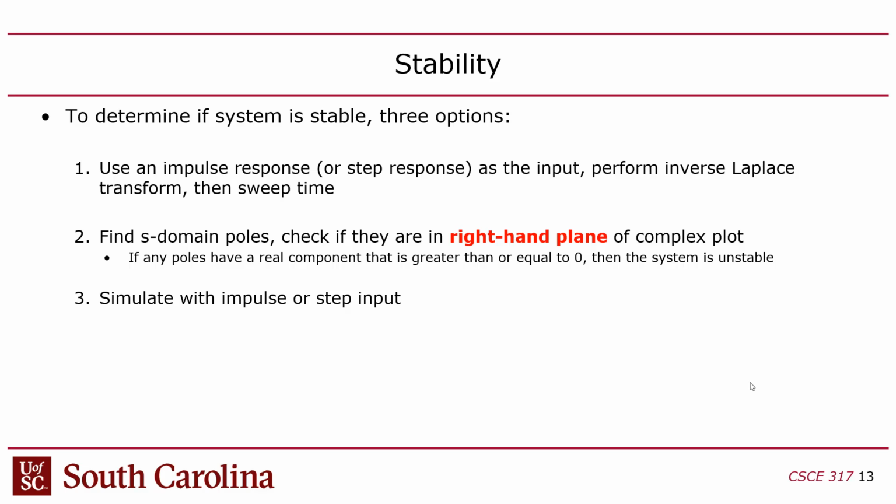What does that mean? Well, it basically means the complex part doesn't mean anything. The complex part you just kind of ignore. If the real part of the poles are negative, then the system is stable. Okay? So that's another option. The first is finding the impulse response mathematically. The second is finding the poles.